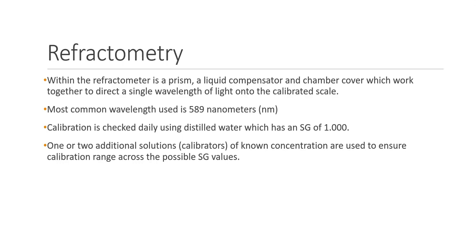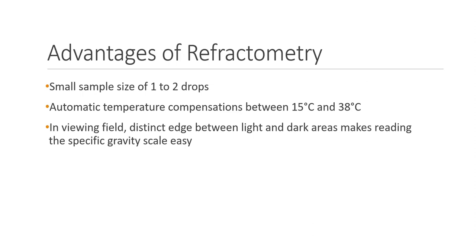They may use one that has a low specific gravity and one that has a high specific gravity, and the results must match the manufacturer's, or that instrument cannot be used. Some of the advantages of refractometry are the small sample size. Only 1 to 2 drops of sample are needed. It automatically compensates for temperatures between 15 to 38 degrees.